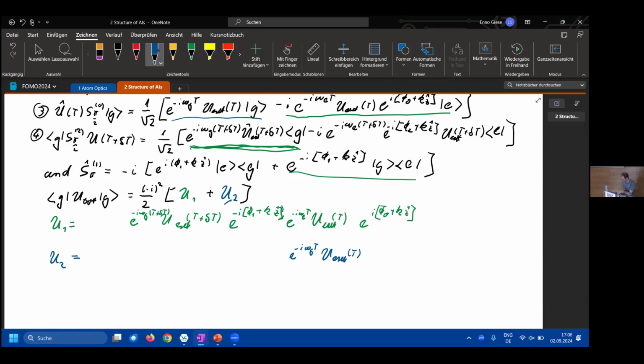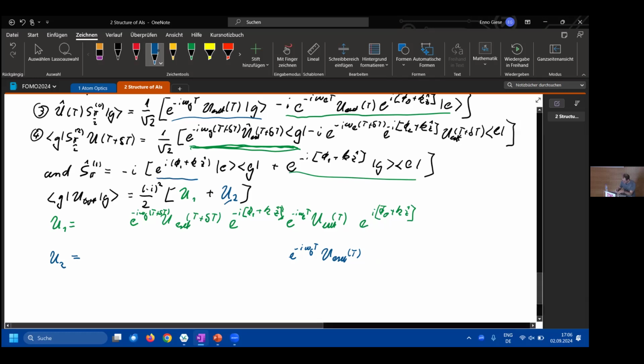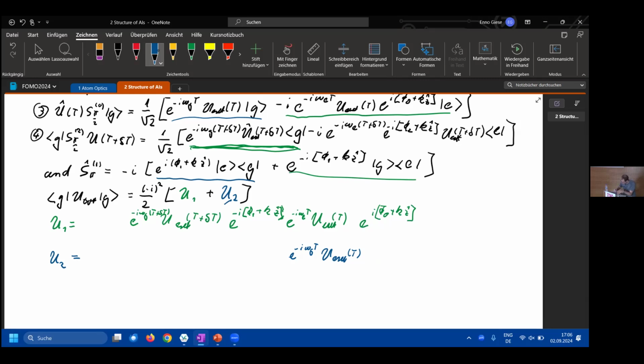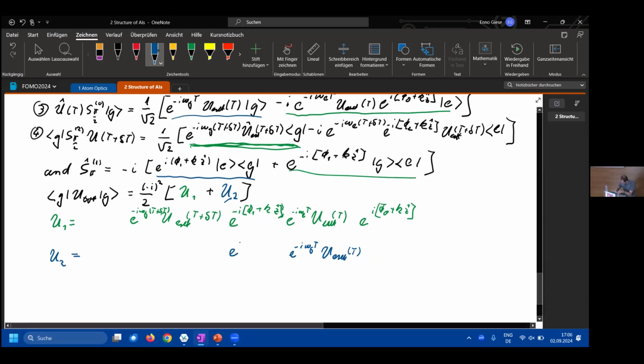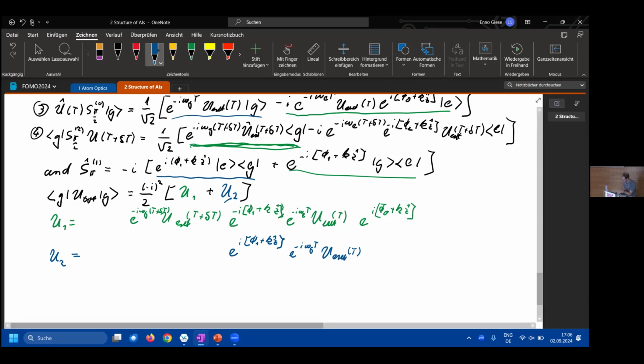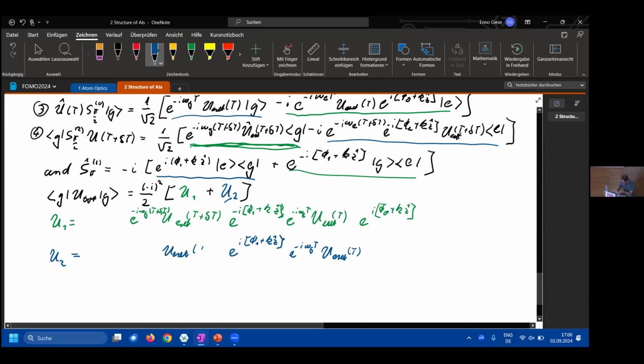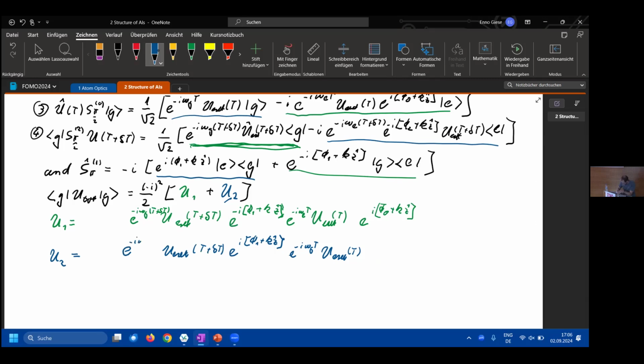There is no momentum transfer. Then I have this contribution here, G and G. So at this point, e to the i (phi 1 plus k times z). So I give it a momentum kick next. Then again I have this time evolution, which is now U external times (t plus delta t) times e to the minus i omega excited times (t plus delta t).